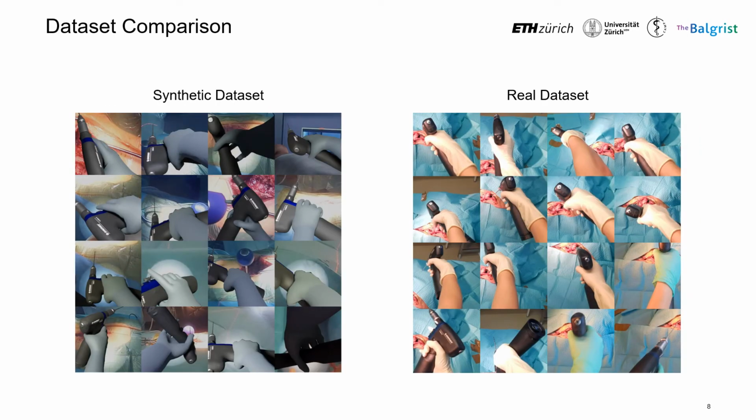Using both presented pipelines, we generated a synthetic and a real dataset. Here you can see a side-by-side comparison of a few randomly selected samples. For the synthetic dataset, we manually defined 7 grasps and rendered 10,500 frames. For the real dataset, we recorded 11 drilling sequences.